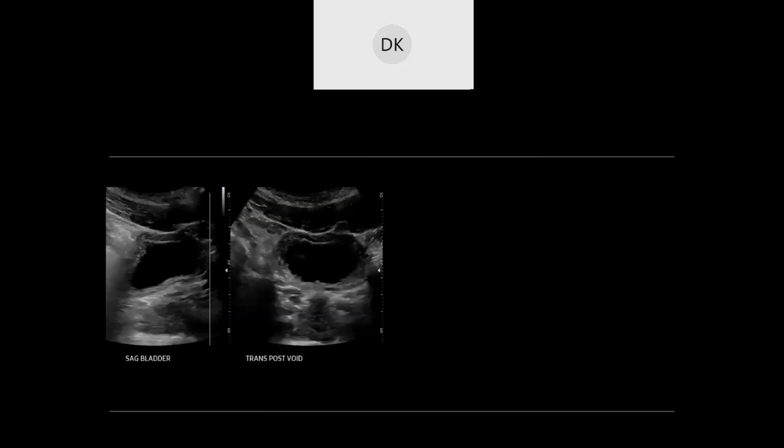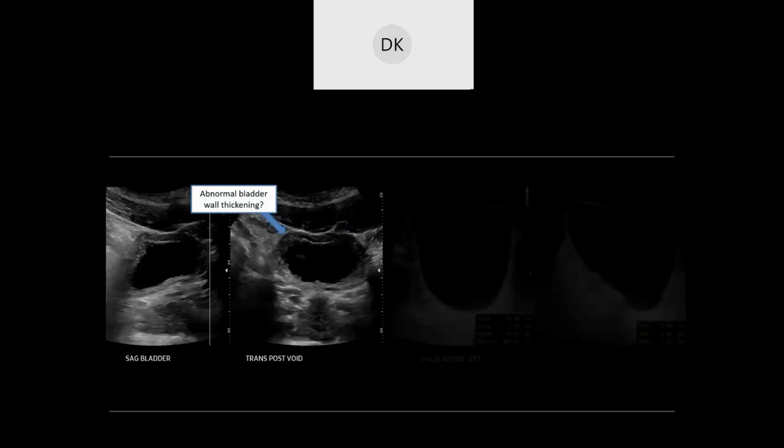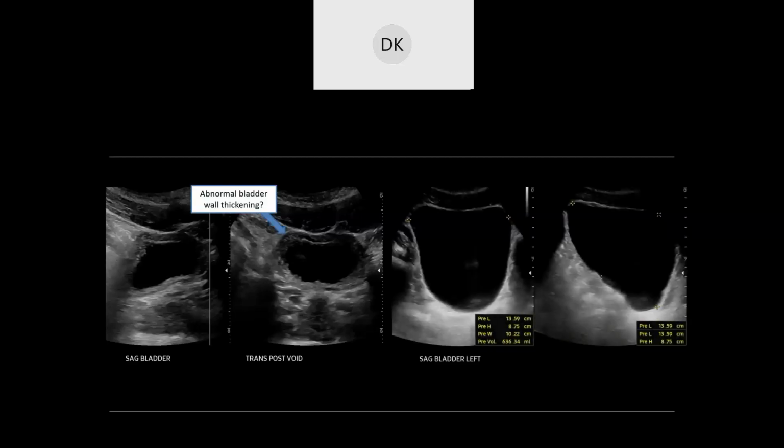And just to show you the potential pitfall here of underdistension, this was a 20-year-old patient who had a post-void residual here of 25 cc's, which is normal, but then is this abnormal wall thickening? The wall measured up to 6 millimeters. But when we look at the pre-void volume, which is quite vast, over 600 cc's, the wall is almost non-detectable. So this is a normal bladder that just really decompressed and had some thickening. So you do have to be careful with that underdistension.